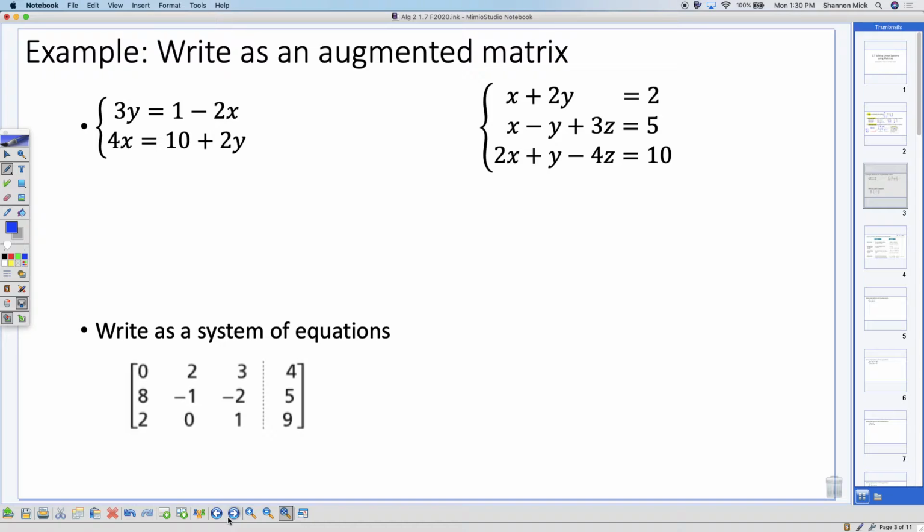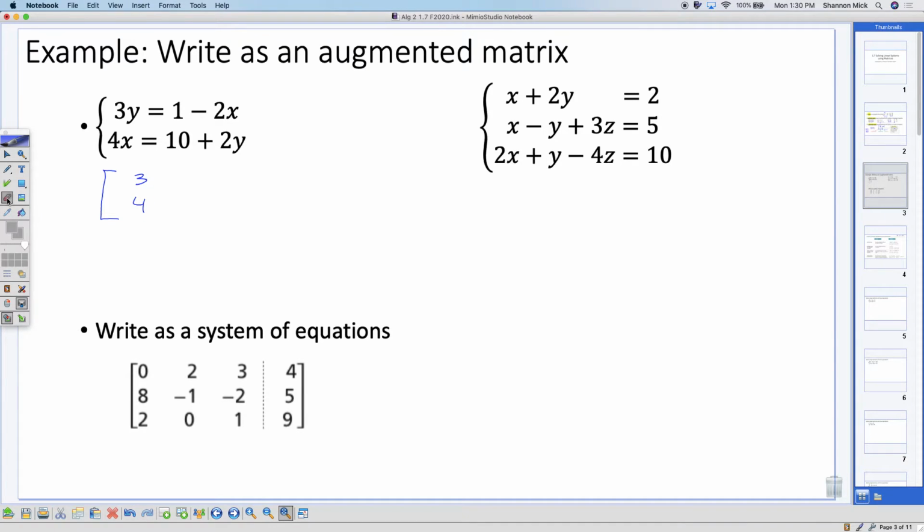Okay, so write an augmented matrix. I'm going to put coefficients on the left, answers on the right. I like to go columns because they should be lined up, but it doesn't matter. Could I go rows? Yes. So I have 3, 4. Oh, wait, I can't do this yet.